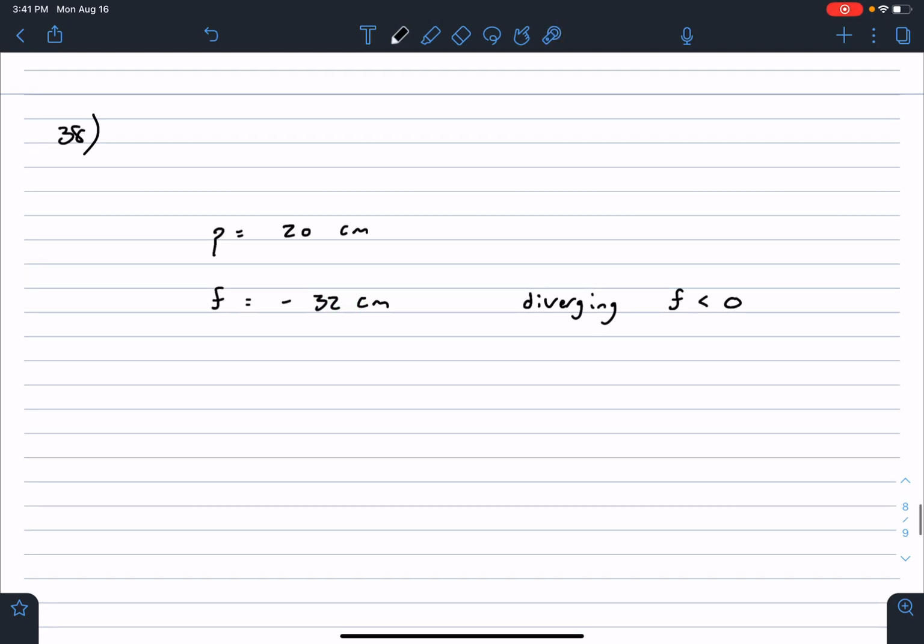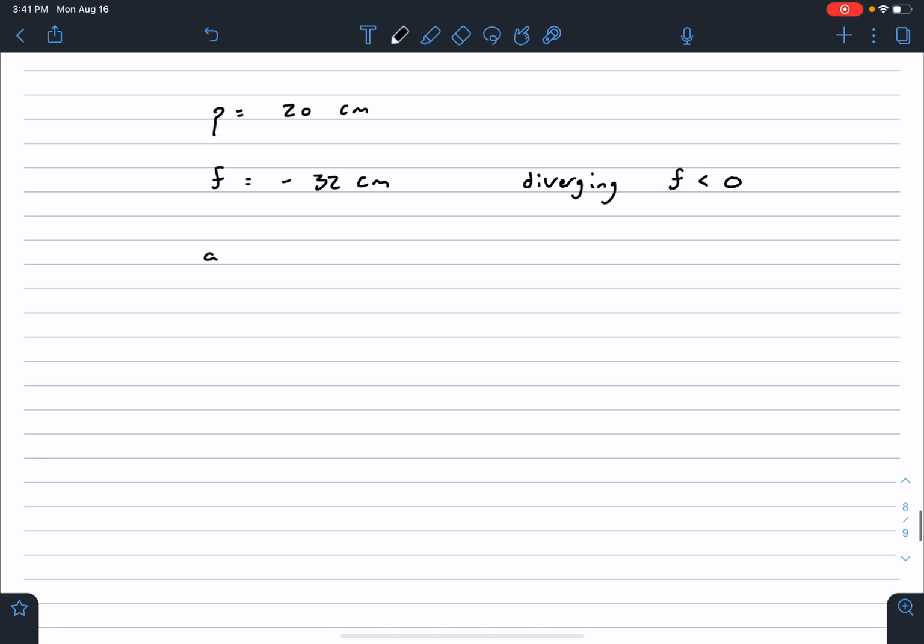We're asked to determine the location and the magnification of the image. So we want Q and we want M. For C, we want a ray diagram.